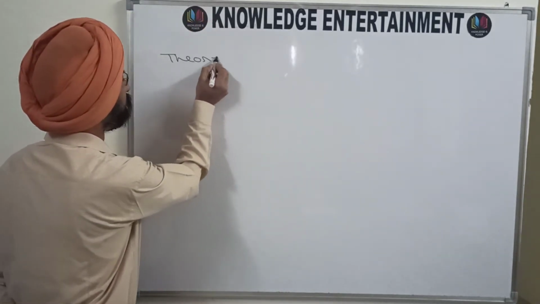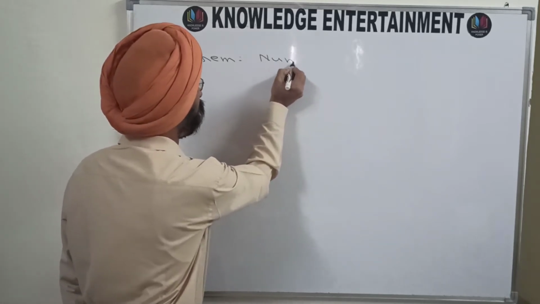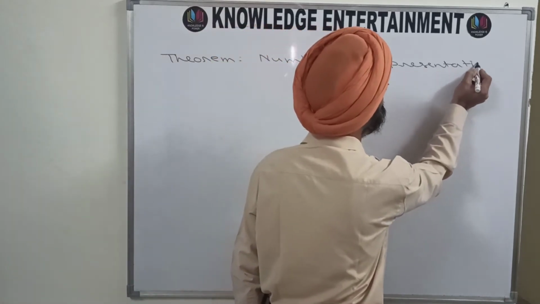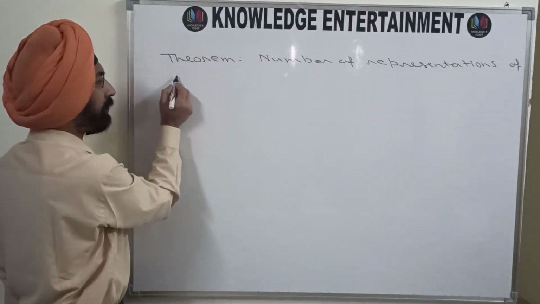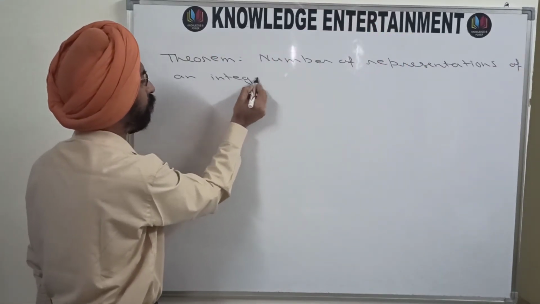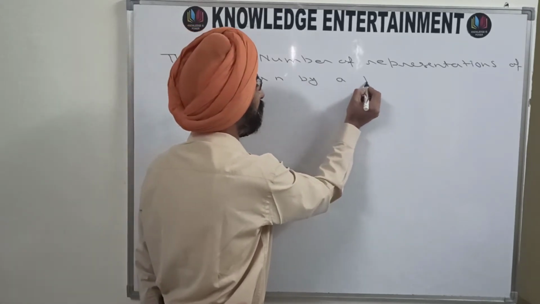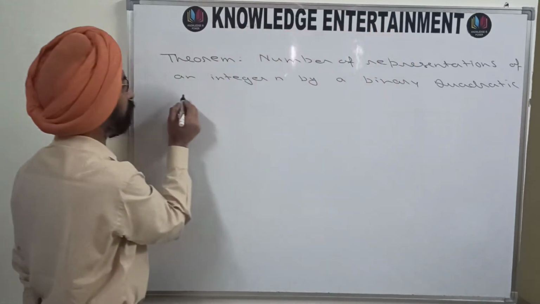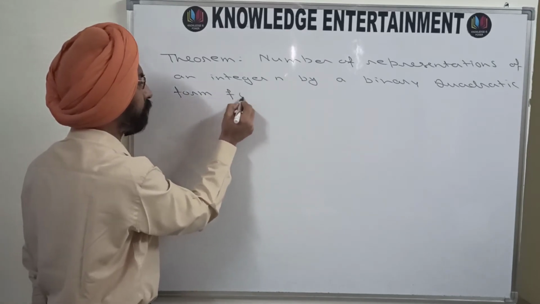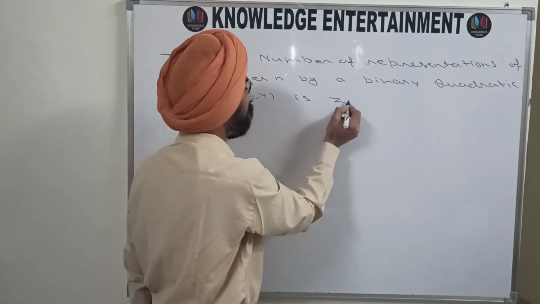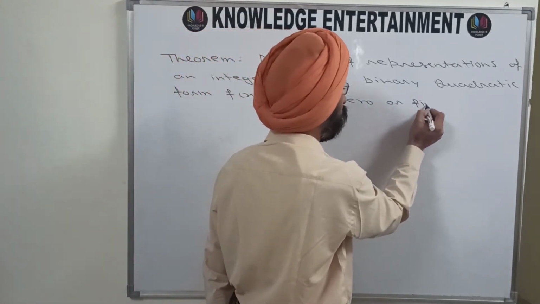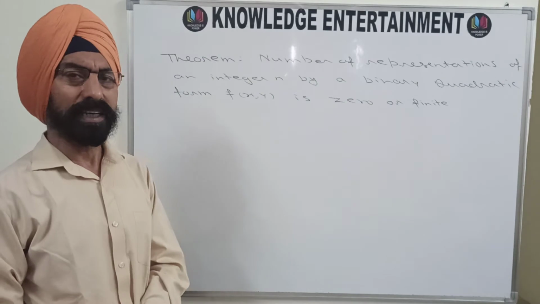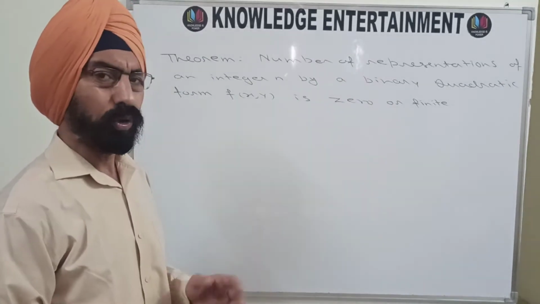Write down the theorem: the number of representations of an integer n by a binary quadratic form f(x,y) is 0 or finite. It may be 0, it may be finite. It cannot be infinite, in fact. So how to prove this result?